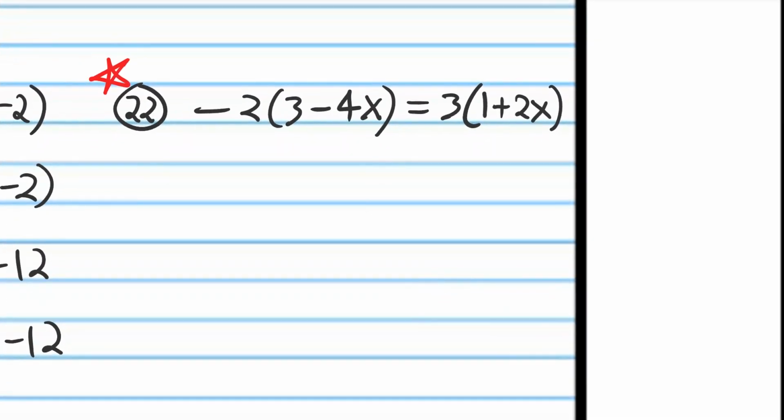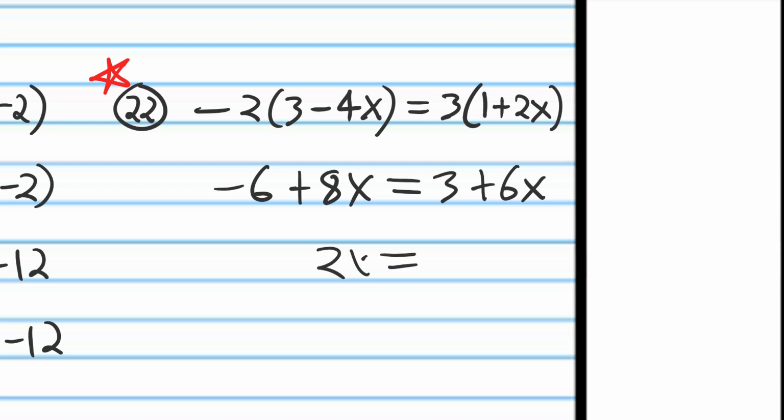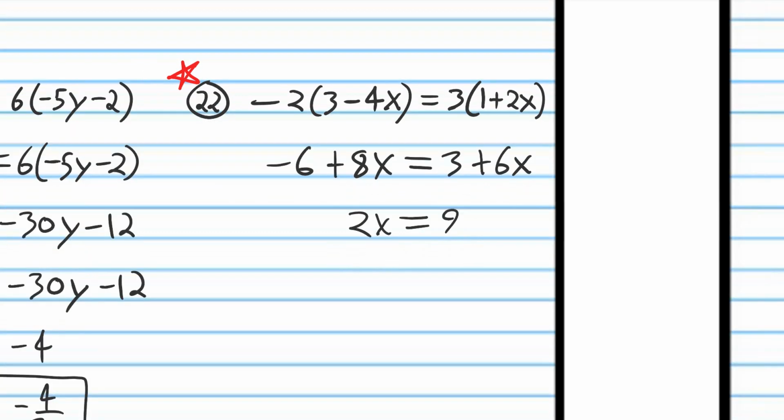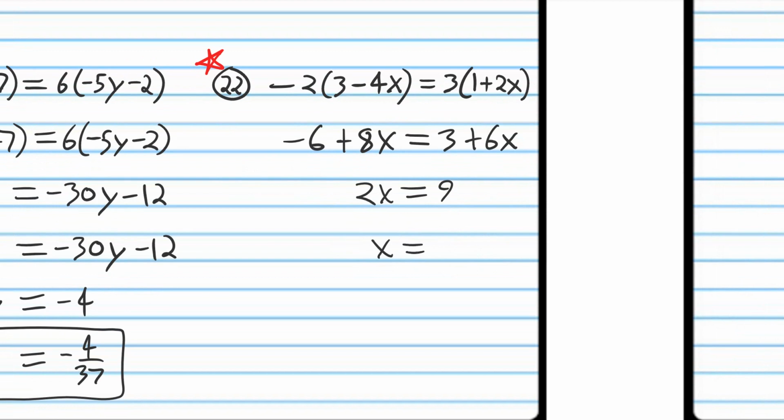Okay, so in these problems, there's only a slight difference. The x term is in the second term in the parentheses. No big deal. So let's do this one together. Negative 2 times 3 is negative 6. Negative 2 times negative 4x is positive 8x. 3 times 1 is 3, and 3 times 2x is 6x. Subtract 6x from both sides. Add 6 to both sides. Divide both sides by 2. And we get 9 over 2.